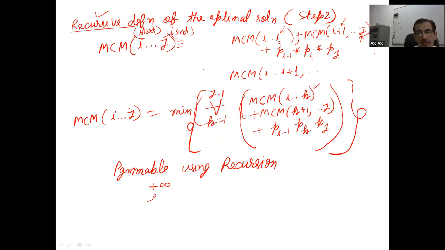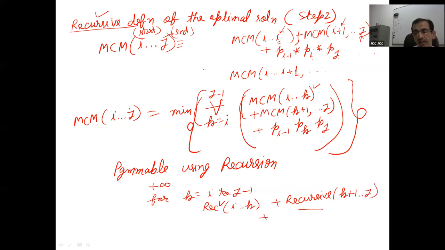So effectively for k equal to I, you will start, and up to j minus 1 we will go. So I to j minus 1 you will go, and then accordingly this is one recursive call. So a recursive call will come for I to k, another recursive call for k plus 1 to j, and then plus you have the p based value.